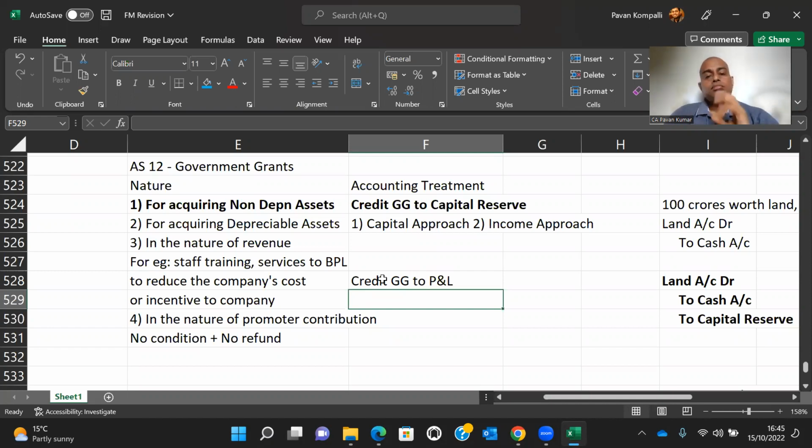Simple. Okay, so staff training. You spent 100 rupees. What is the journal entry, right? Staff training account debit to cash account 100.